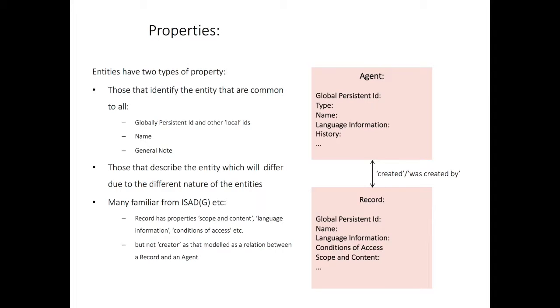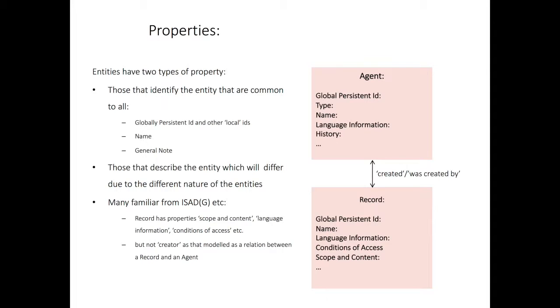Indeed, many of the properties will be familiar to you from the elements found in the ICA description standards, but there are differences, of course. And again, maybe to labour the point, and as I try to represent on the diagram on the slide, there's no creator property for the record entity in RiC, as there is a creator element in ICA-G. RiC being an entity relationship model, creation is seen as a relation between a record and one or more agents, again, as you can see on the slide.